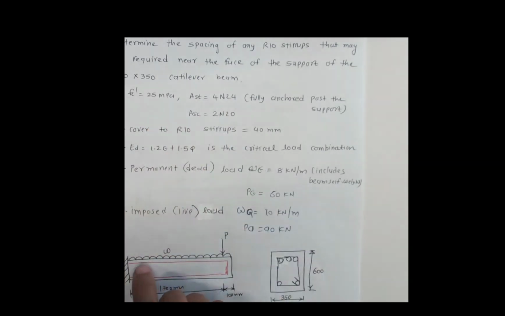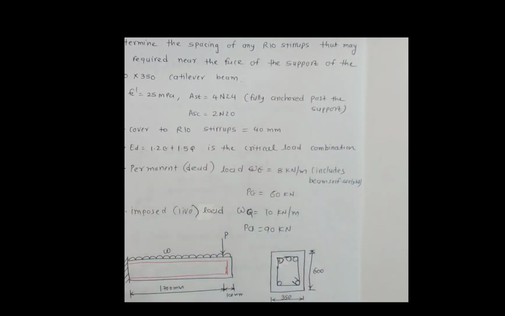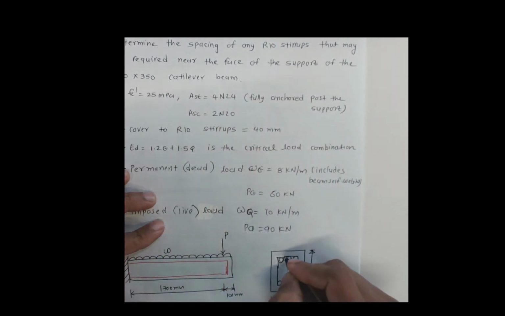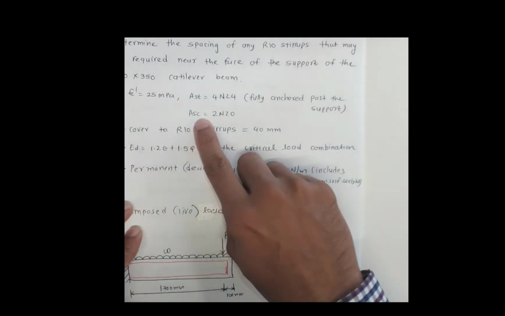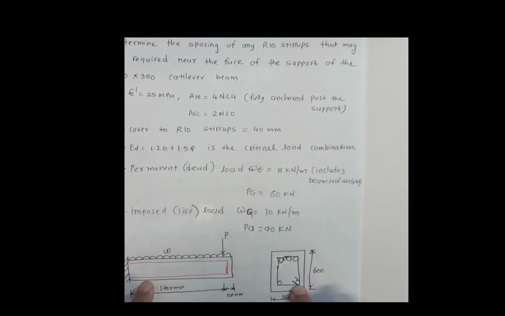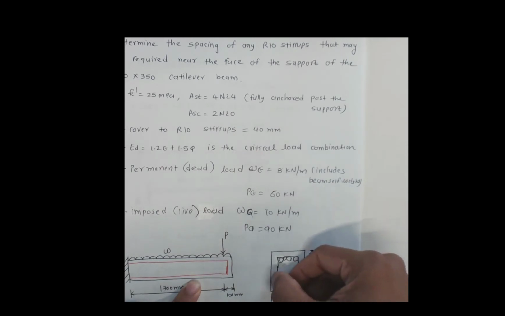Tensile reinforcement, please note in this cantilever beam we have a tensile reinforcement at the top, unlike in the simply supported beam. So we have a tensile reinforcement at the top, AST 4 N24. So we have 4 bars. Please note this is the 4 bars here, fully anchored past the supports, and there are 2 compression bars, which is the compression zone at the bottom, which is 2 N20. Cover to R10 stirrup is 40, so we have 40 millimeters cover to the stirrups.